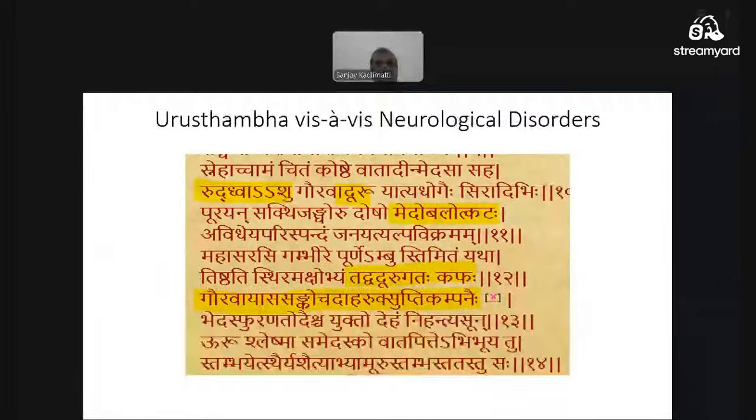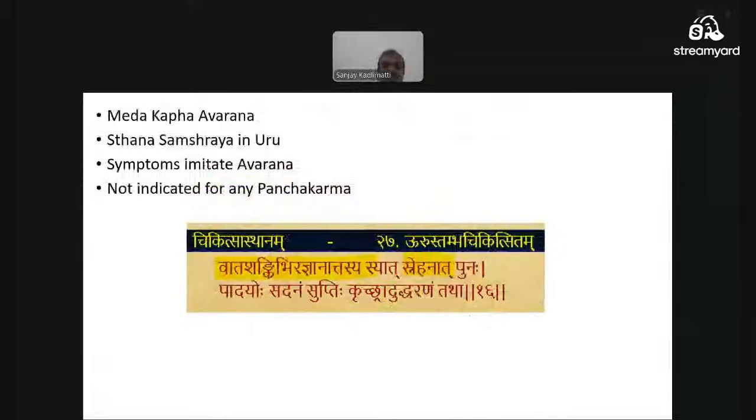Still, if you see clearly in Urustambha, Charaka Chikitsa 27, Meda and Kapha Avarana brings the Vata to the Uru. That's why Panchakarma is totally contraindicated. Gaurava, Ayasa, Sankocha, Daha, Raukshya are accompanying symptoms of Avarana. Even in Urustambha, where there is Meda Kapha Avarana, if the symptoms imitate Avarana, but you understand it is Vata, then snehana again is the same thing told in the first chapter of Siddhisthana. If the doctor doubts Vata Vyadhi and gives Sneha again, there will be Pada Supti and Pada Sada, and the treatment becomes more difficult. So you have to understand whether it is Avarana or Dhatukshaya.